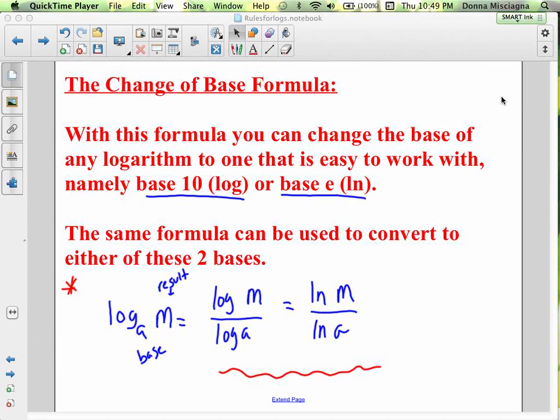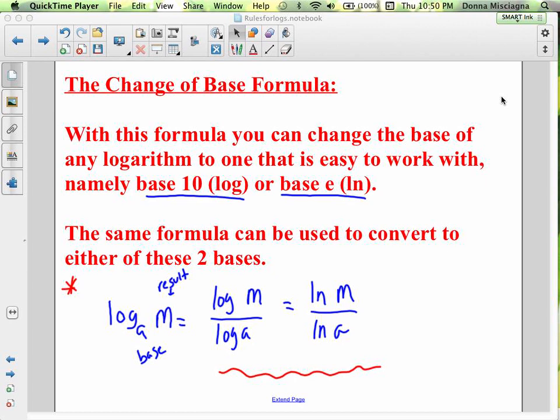And how you set it up, so here we have log base a of m. In the numerator, you pick one, base 10 or natural log, and you're going to put the result. So log result over log base, or natural log result over natural log base. And if you have trouble remembering that, the big number over the little number, because your base is the little number. All right? So super easy.